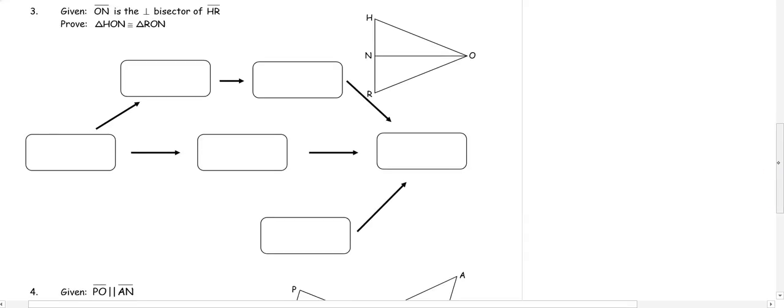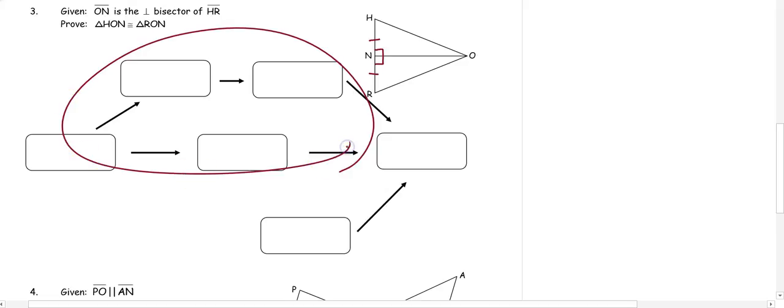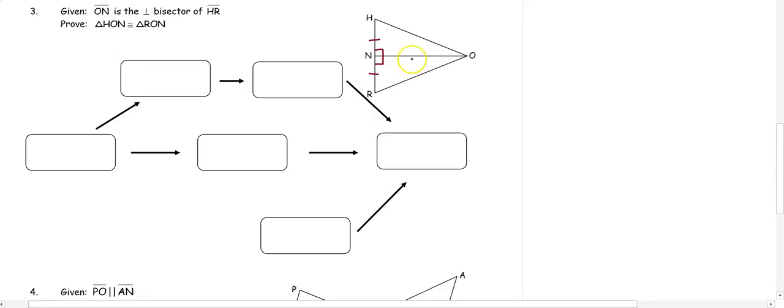So number 3, ON is the perpendicular bisector of HR. So a perpendicular bisector does two things. One, it bisects the segment into two congruent parts, and it forms right angles, which is what this whole thing is representing over here. The two routes that we can take for the perpendicular and the bisector part of the statement. We also have reflexive properties, so ON is congruent to ON, so we would be using side, angle, side to prove the triangles are congruent.